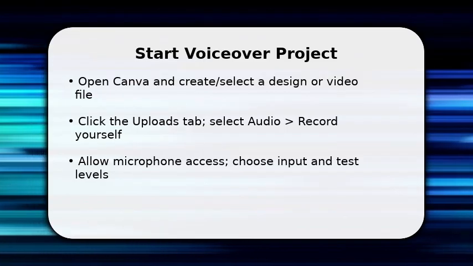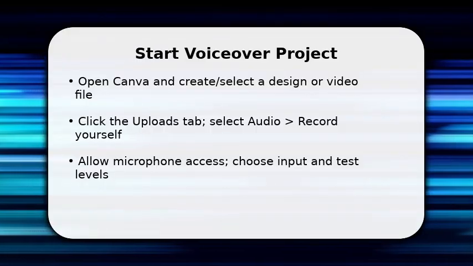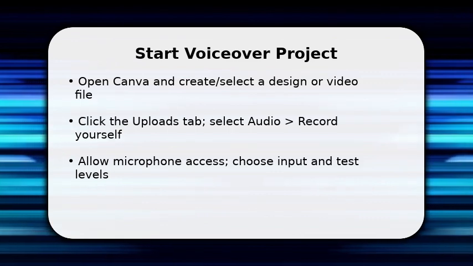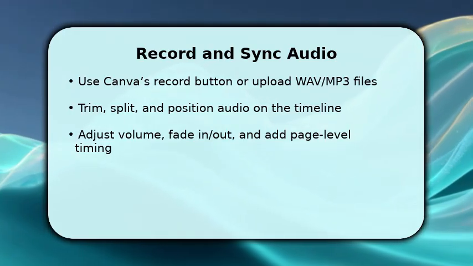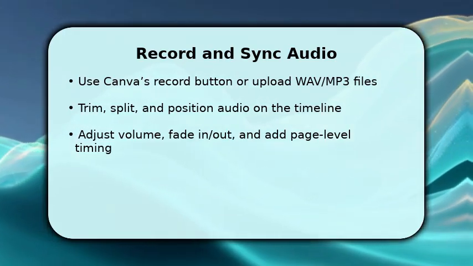At this stage, you're preparing the track. Set a quiet room and neutral mic placement to reduce echo and keep your delivery steady. Now you'll record directly in Canva or upload a WAV/MP3 file you already made. Hit record and speak one clip per scene for easier edits.